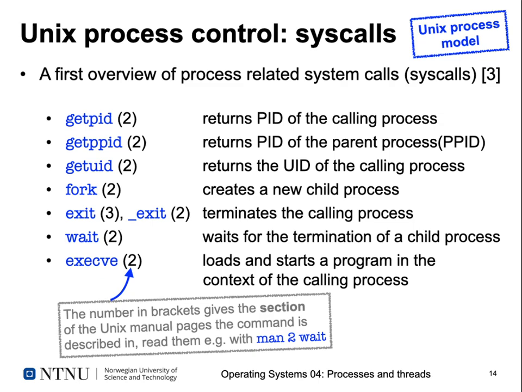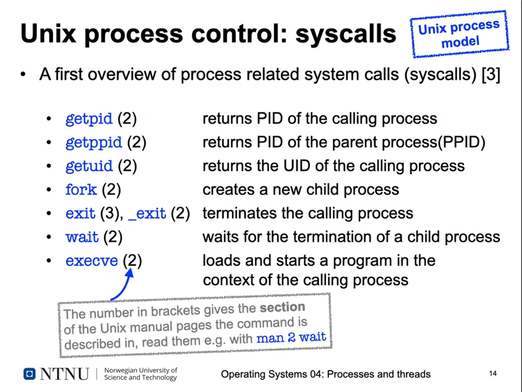So what functionality does a system provide? Which syscalls are available? So the first one is getPID. We've already seen every Unix process has a unique process ID, which is assigned when the process is started. So when you want to figure out what is my process ID, you can call getPID. So getPID returns the process ID of the process that called it. So the process ID executing this getPID system call. So when you are talking about Unix functions and system calls, you usually see this number in brackets here.